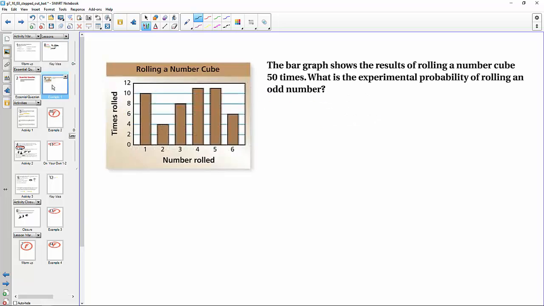Sometimes there's outliers here, but this will give you a good indication of what the probability should be. So for instance, here is rolling a number cube. And when you look here, I rolled it 50 times, so that's a good amount of times. And it says, what is the experimental probability of rolling an odd number?